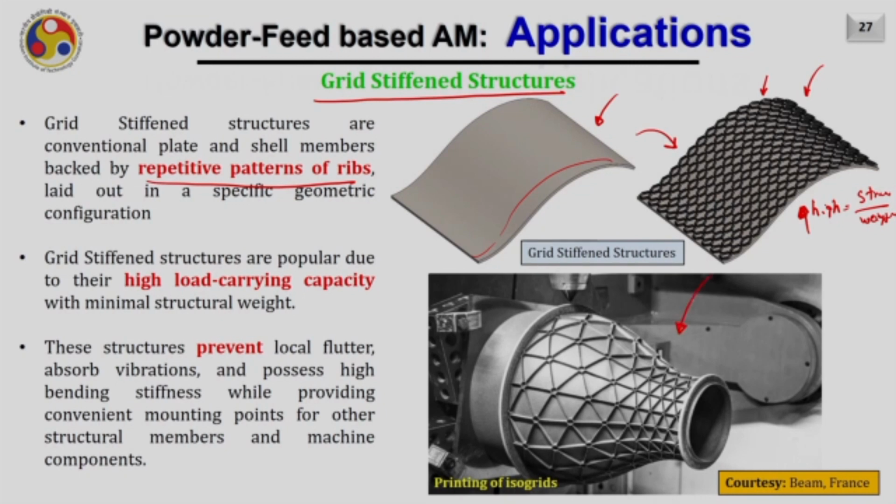So, this is another case study by Beam France, in which they have deposited these grid stiffened structures on a free-form surface. And of course, it is quite efficient and easy if I deal with the powder feed based additive manufacturing to realize this grid stiffened structure on the non-planar surfaces. Here, a deposition gun can appropriately travel along, where a tilt table will make sure that the deposition nozzle is always along the normal to the surface at which it is depositing right now.